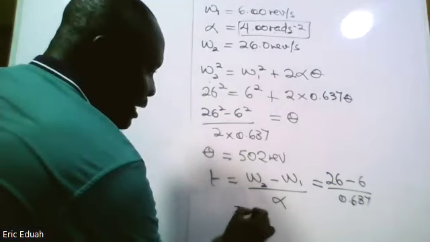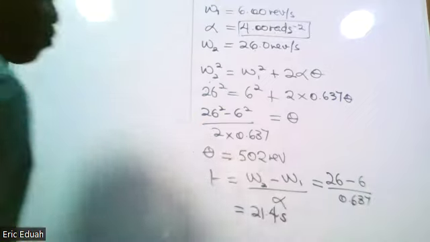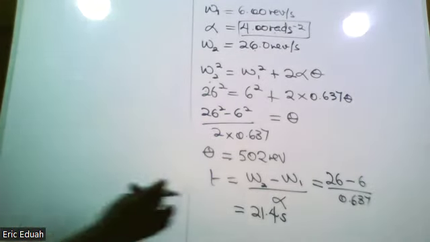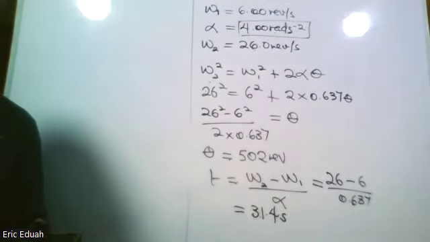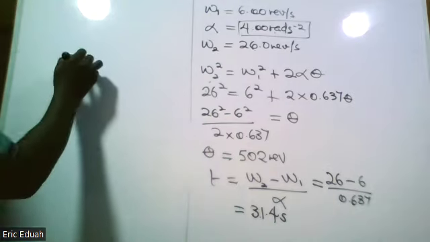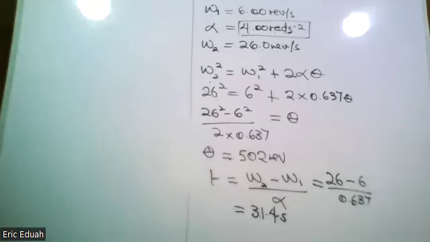$31.4. Come again. 31.4. 31, 31. 3-1. Please, are we okay with the solution? Yes, please. No, please. What's the problem? Charlotte, what's the problem? Hey, Charlotte, you said no, please. What is the problem?